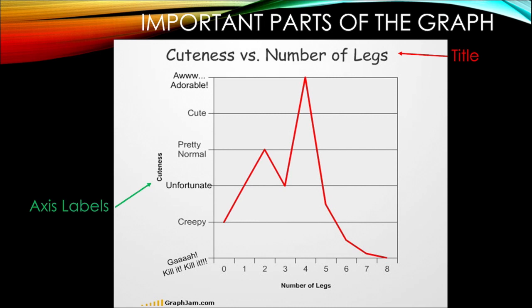The third most important part of the graph is your axis scaling. You need to tell your reader what each line signifies. With no axis scaling, a reader can understand the general trend of your graph, but will not see exact information.